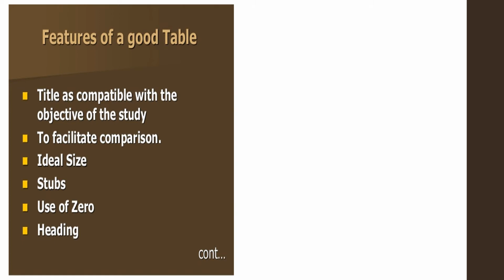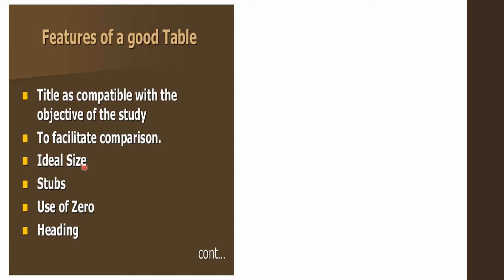Coming to the features of a good table. Here are certain characteristics which make a table a good one. The first one is a title compatible with the objective of the study. It means that the title should be placed at the top center of the table, and each table must have a title. The next one is to facilitate comparison. It should always be kept in mind that items which are to be compared with each other are placed in columns or rows close to each other because it facilitates comparison.